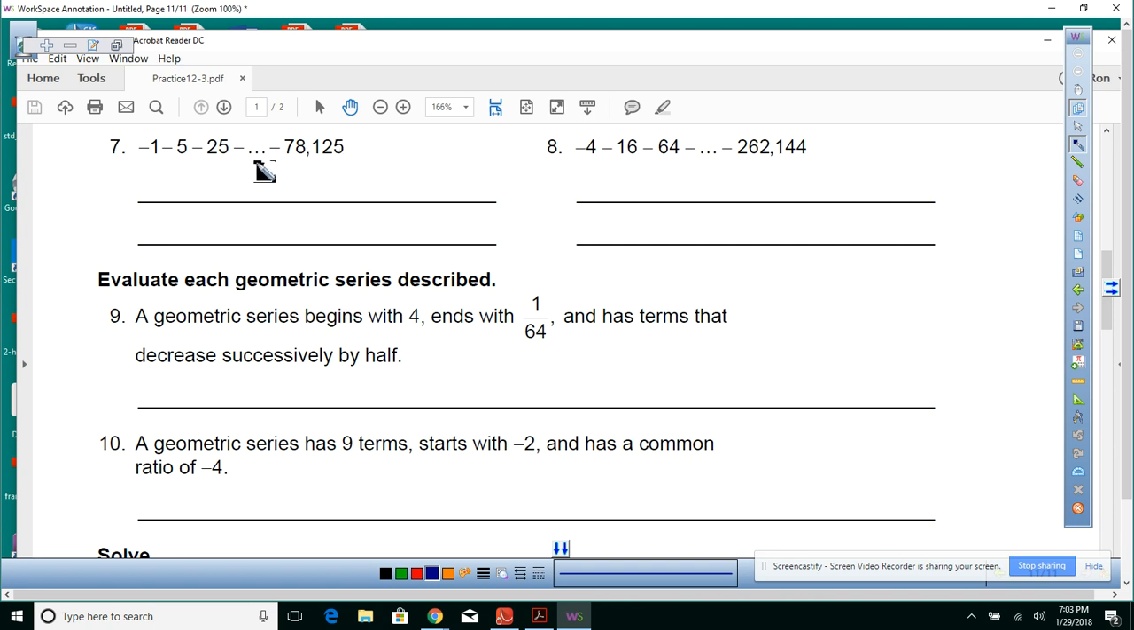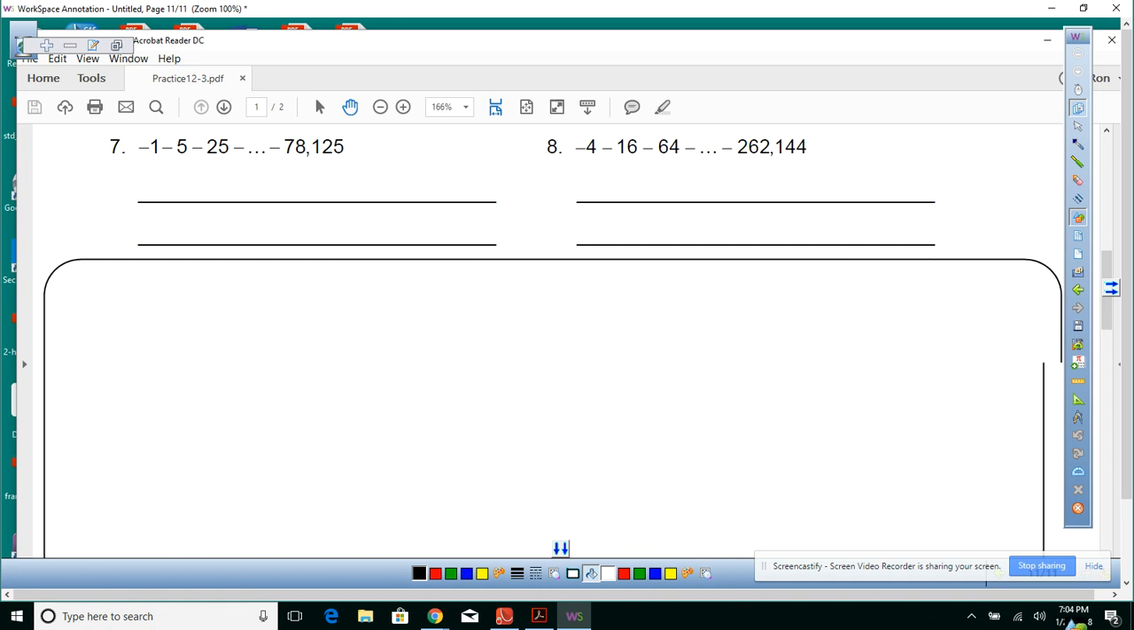So what do we got here? Let's see here. We're going to have to do what we've been doing, hadn't we? Let's keep up the good work then.